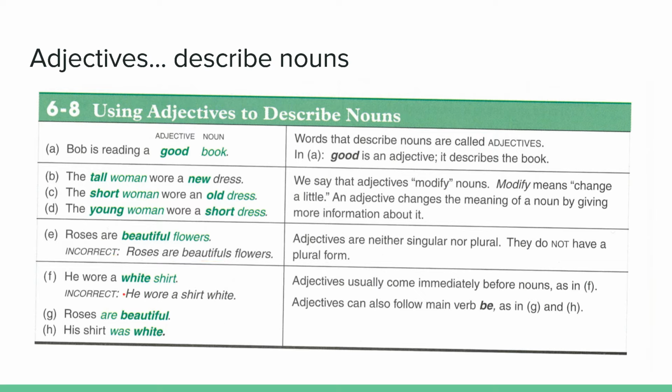And it's also adjectives. Usually we put them before the noun, but sometimes they will come after a be verb. So like we can say, roses are beautiful. His shirt was white. Okay, so this one comes after the be verb. That's completely fine too. But it's more common to put them in front of the noun.